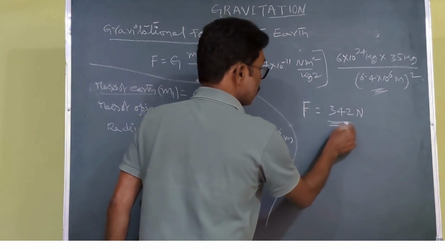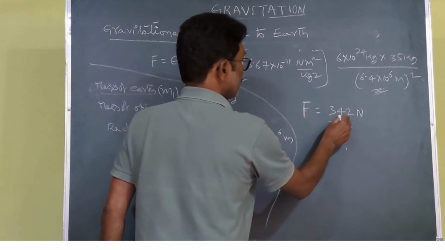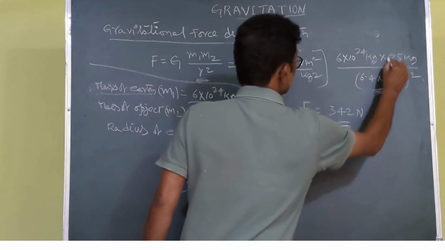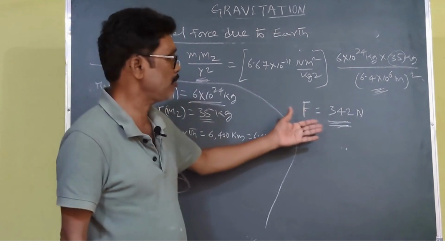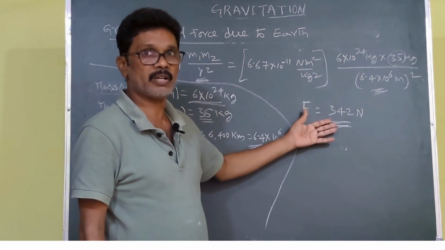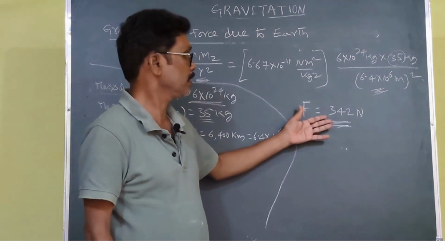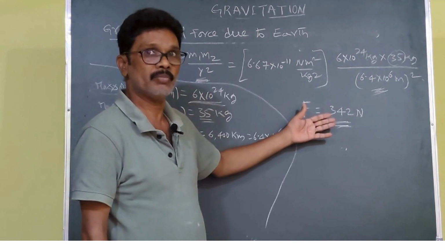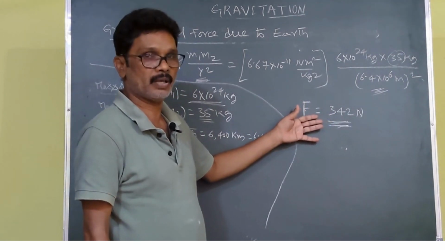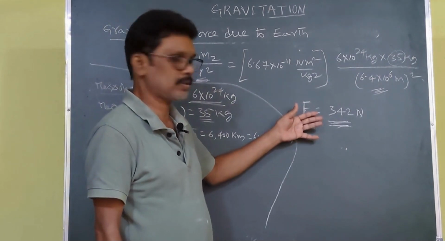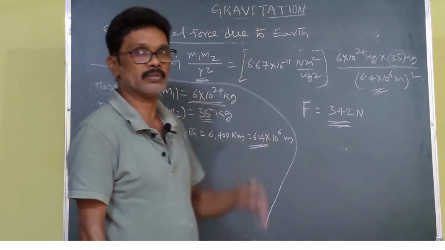So the gravitational force of the earth is equal to 342 newtons. If this object is 35 kg, of course, even if you take 100 kg, we cannot find much change in this gravitational force. Of course, it is increased, but we cannot find a much significant change in the gravitational force of the earth.